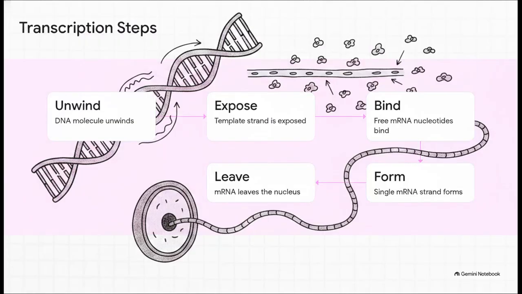We call the process of making this photocopy transcription, and honestly, the way it unfolds is a biological marvel. First, a section of the DNA molecule literally unwinds, breaking its bonds to expose the template strand. Next, free messenger RNA, or mRNA, nucleotides that are just floating nearby, swoop in and bind to their complementary partners on that exposed DNA. They lock together to form a single continuous strand. And just like that, boom, the brand new mRNA photocopy sneaks out of the nucleus through a tiny pore.